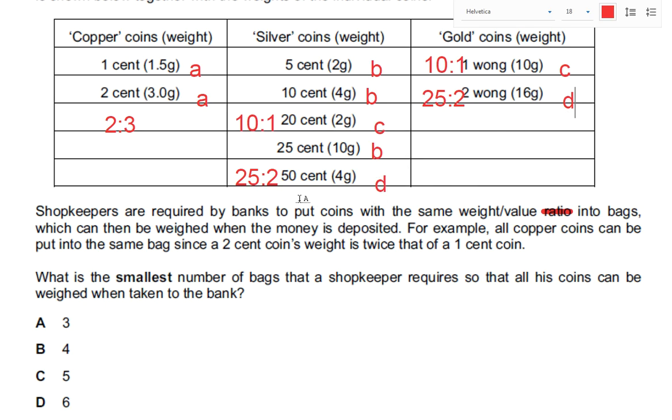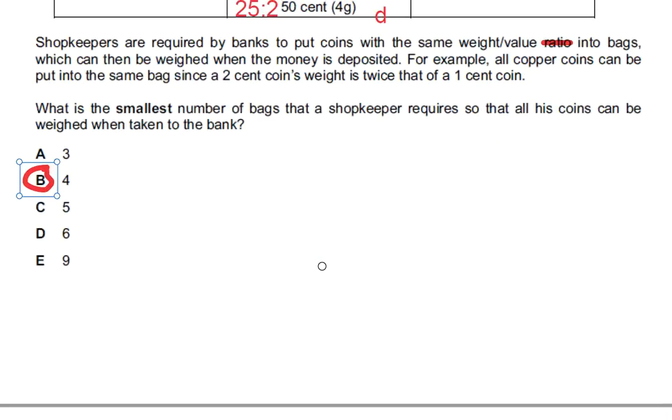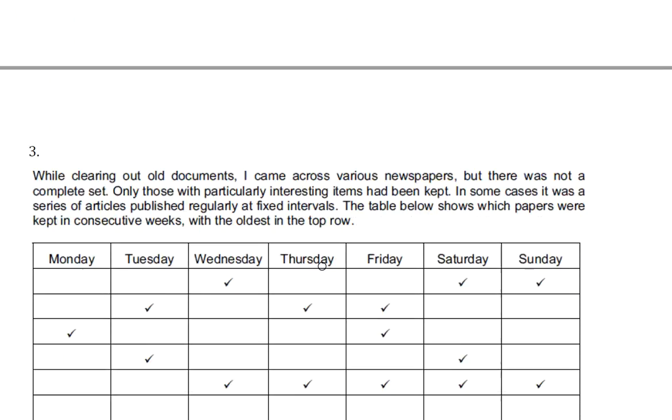What is the smallest number of bags? A, B, C, D? 4. There's 4 bags. All right, so I'll just put that. So the answer is B. Now, I should say, I think it takes me longer to explain this. You should be able to do this type of question reasonably quickly, I think, if you're good at ratios, identifying ratios.